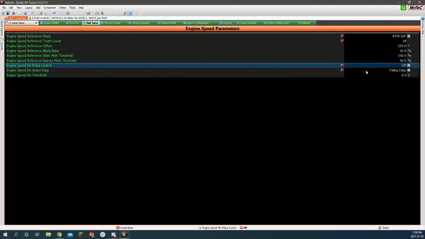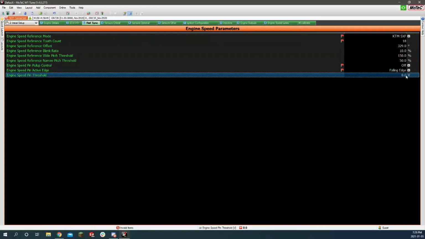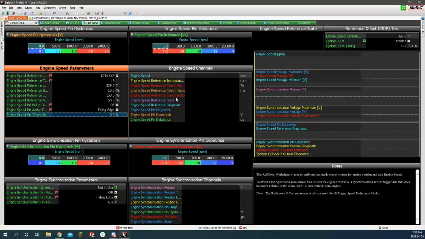So it's stuff about the teeth on the reluctor wheel, falling edge. It counts a trigger when the sensor sees a gap. This is supposed to be 0 volts for this application, but that's just sensor stuff.